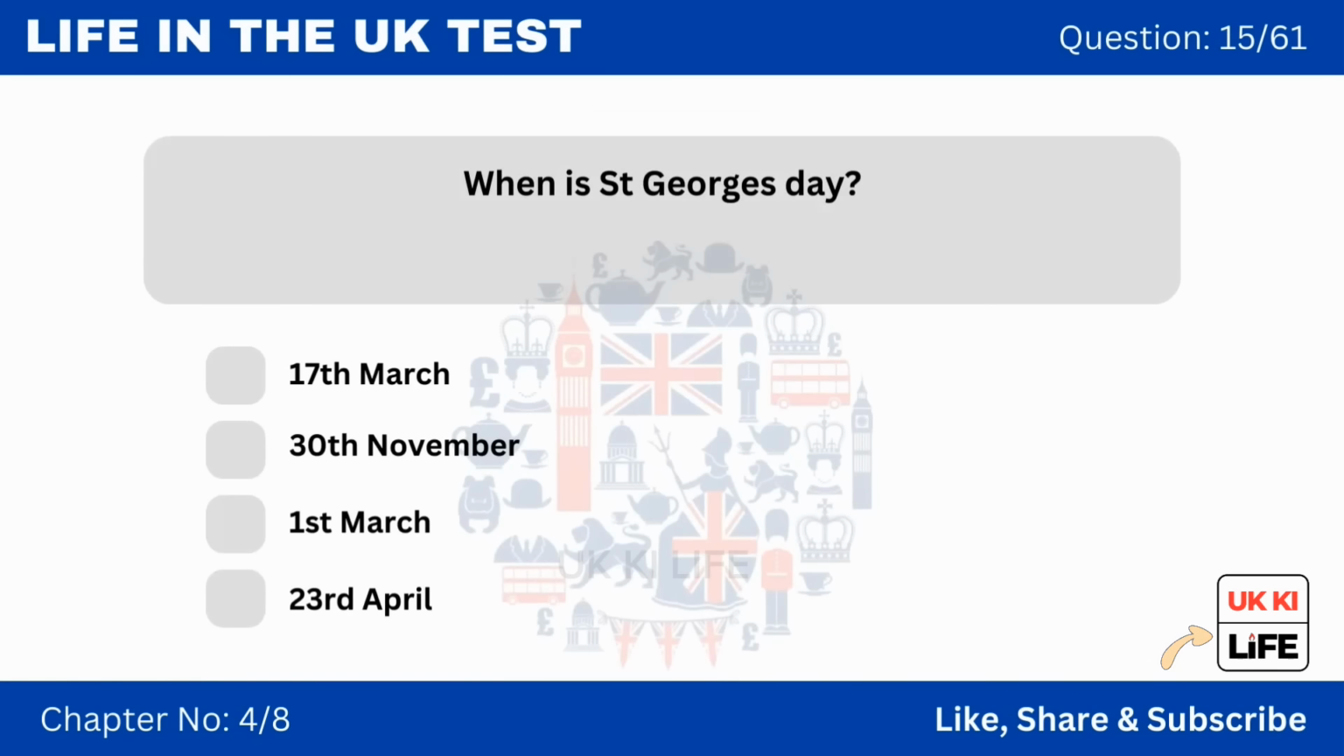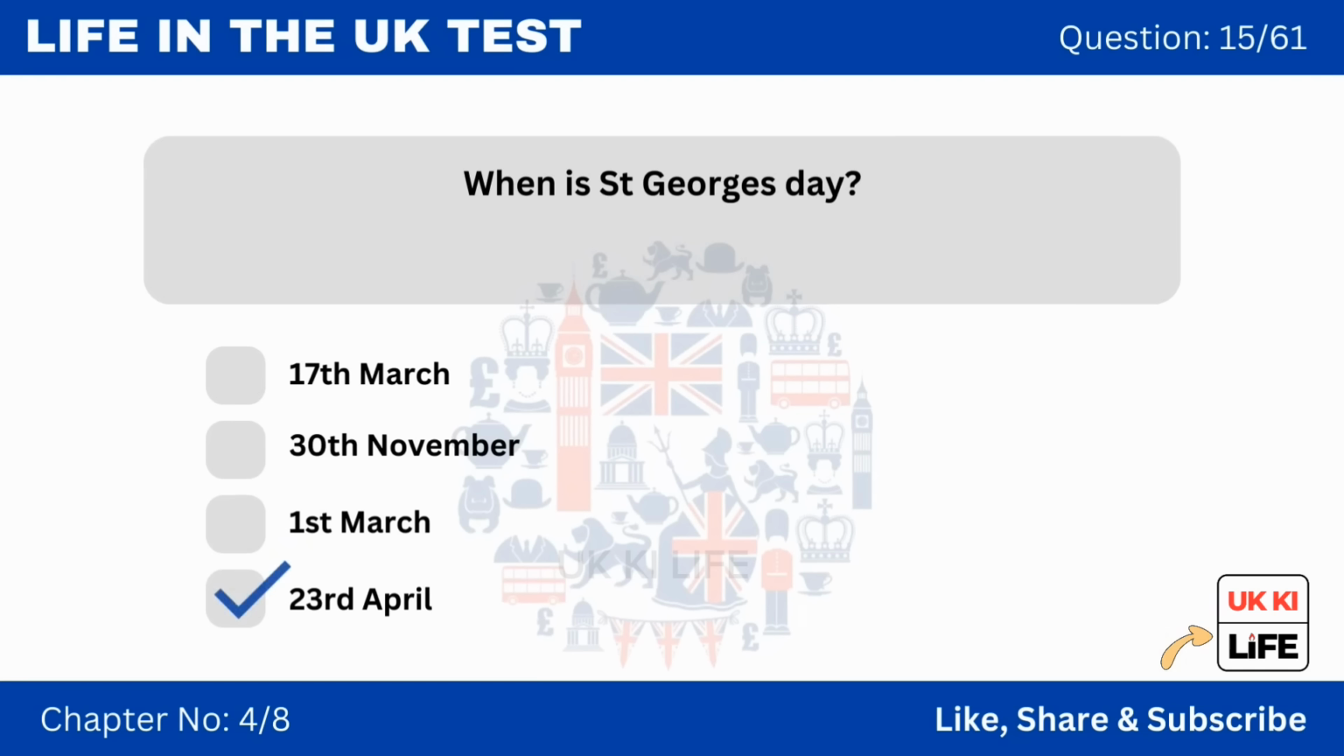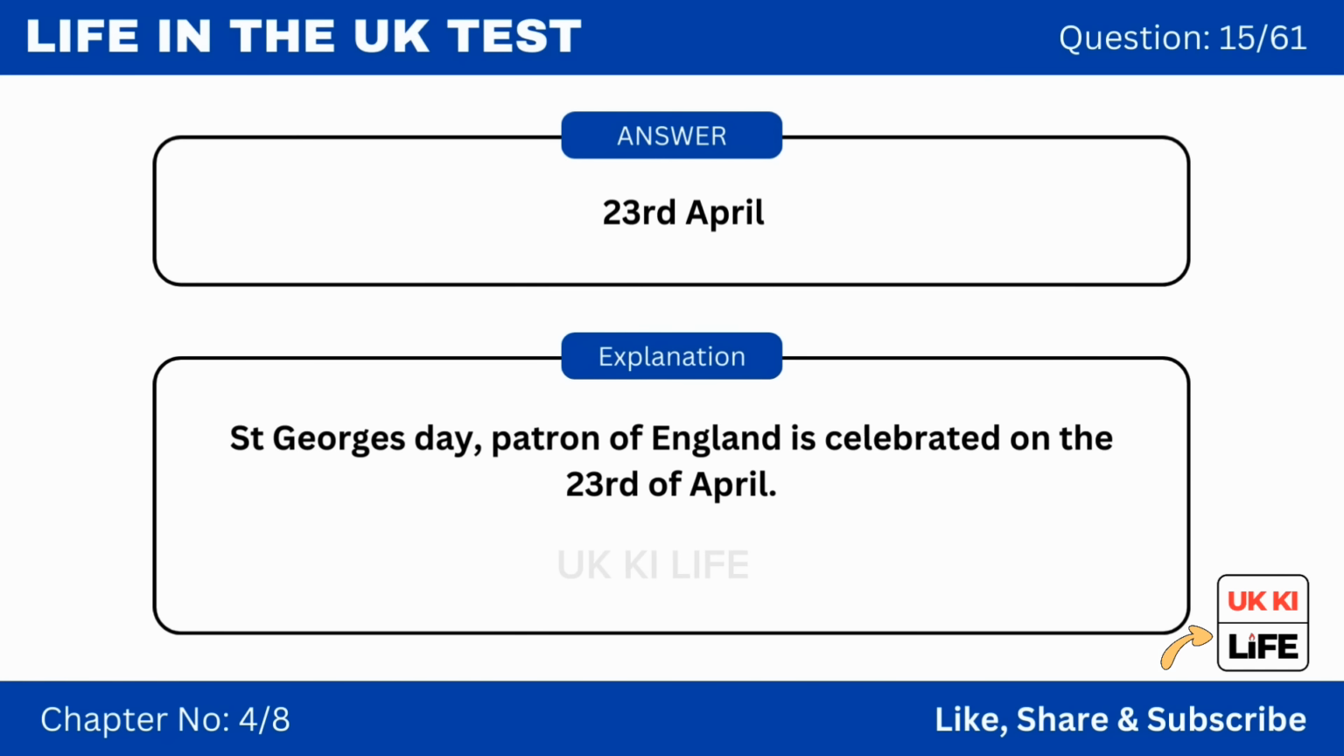Question 15. When is St. George Day? The 17th of March, the 30th of November, the 1st of March, the 23rd of April. The correct option is D. Explanation. St. George Day, patron of England, is celebrated on the 23rd of April.